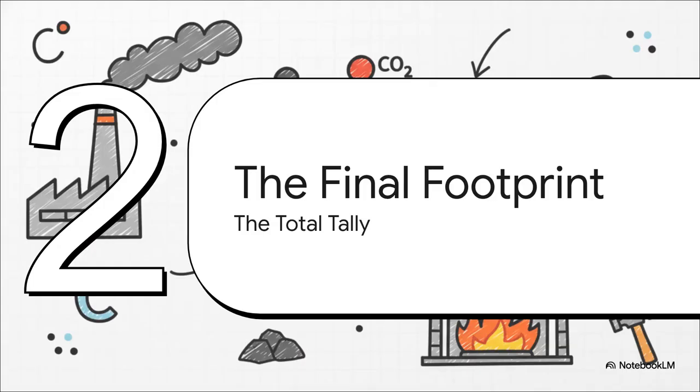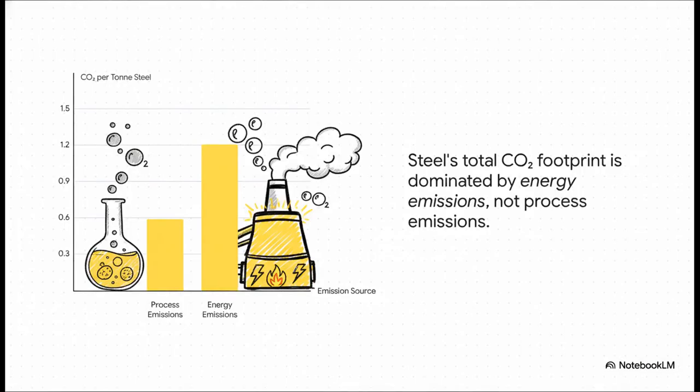Okay, so now we have our 2 main culprits. We have the emissions from the chemical process itself, the stoichiometric emissions, and we have the emissions from burning fuel for heat, the thermodynamic energy emissions. Now we can finally put them together and see if we get back to that number we started with. This chart really lays it out perfectly. On the left, you have our 0.59 tons of CO2 that are chemically unavoidable. But look at the bar on the right, the 1.21 tons from the energy needed to generate heat.